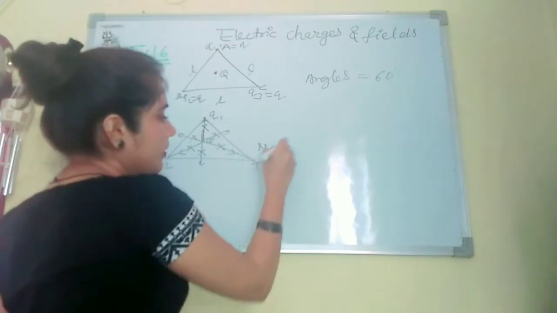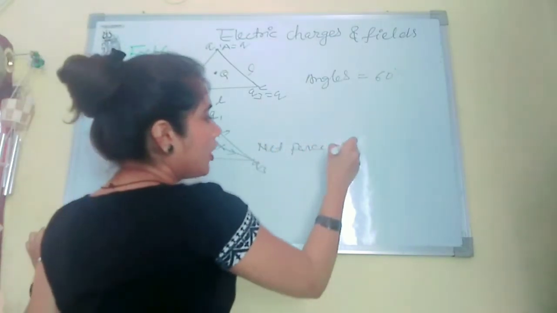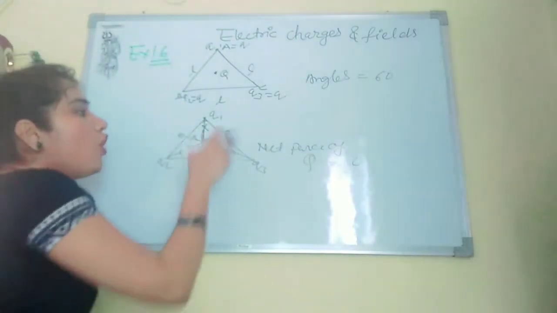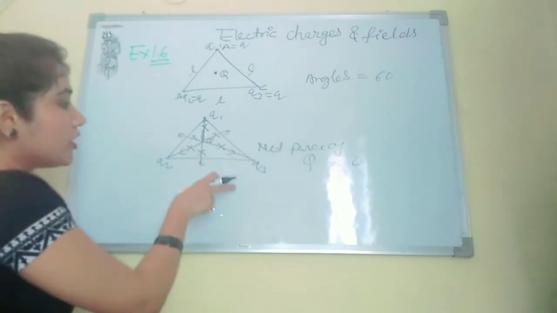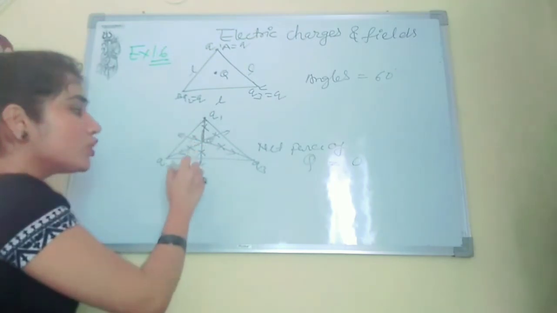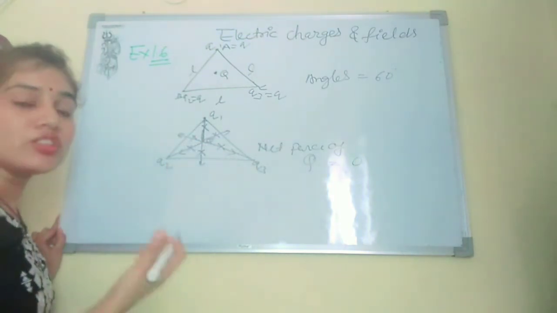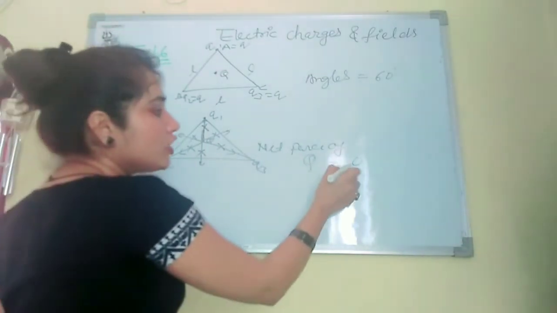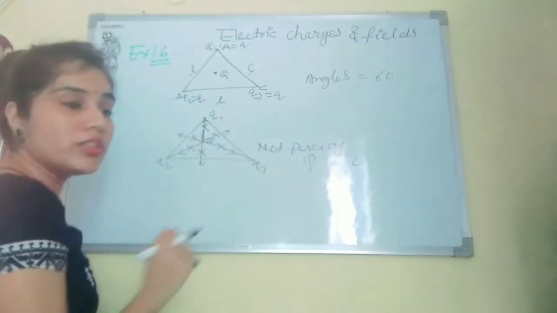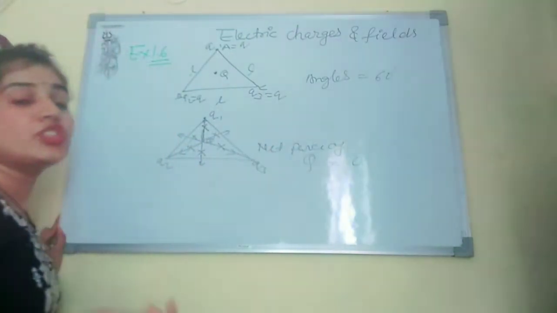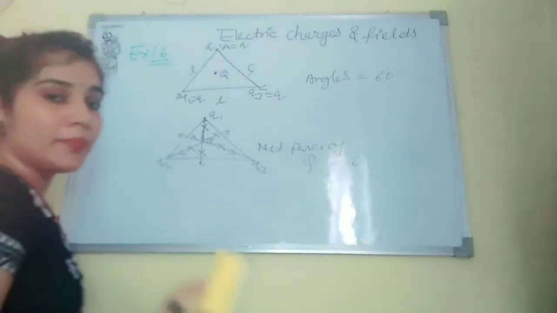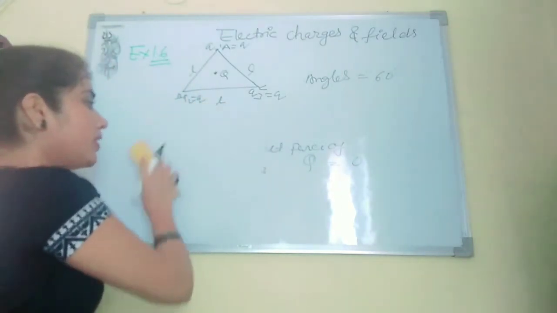So all forces will cancel each other. The net force on point Q will be 0. The vector sum of all forces will be 0, because this force is just opposite to this force with the same magnitude, so they cancel each other. The net force will be 0, but we should prove it. Now we are going to prove it. This is the basic theory of this question, that all forces will become 0.